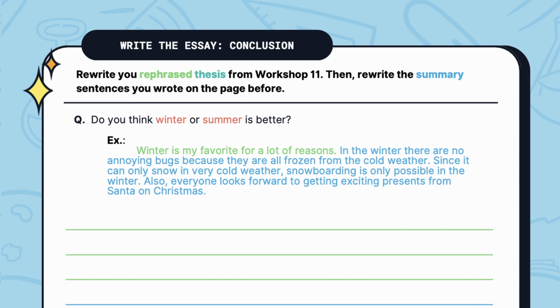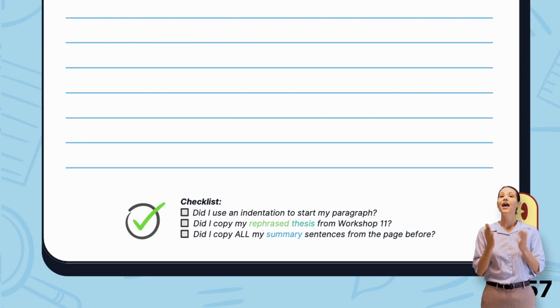Since it can only snow in very cold weather, snowboarding is only possible in the winter. Also, everyone looks forward to getting exciting presents from Santa on Christmas. Now it's your turn. Rewrite your rephrased thesis from workshop 11, and then rewrite your summary sentences from the page before this one. Now that you've started your conclusion paragraph, let's check that we are doing everything correctly before we move on.